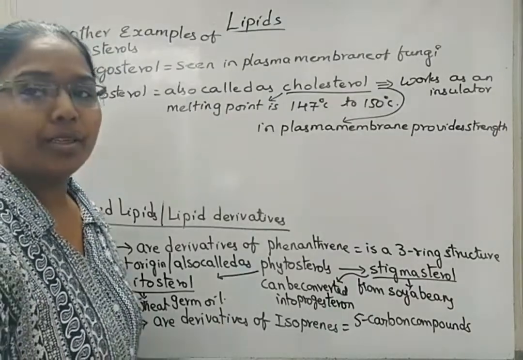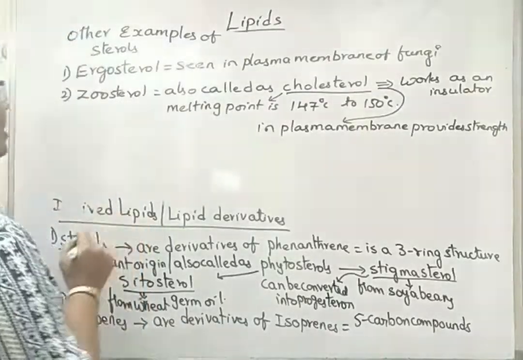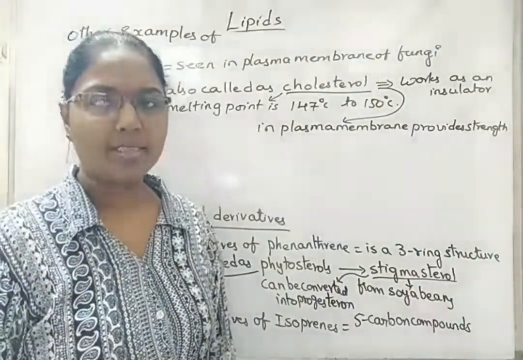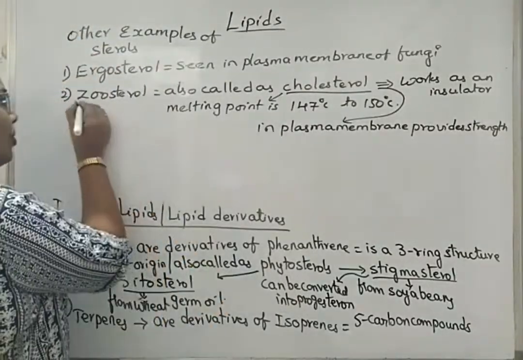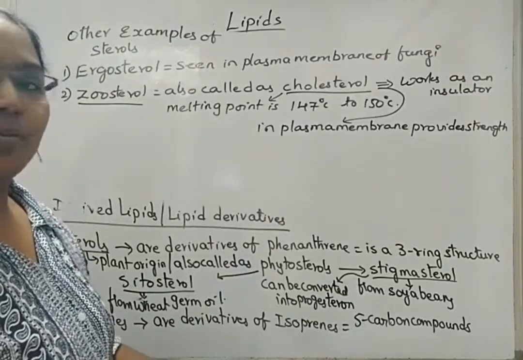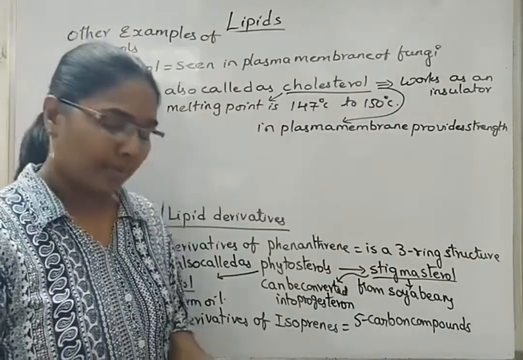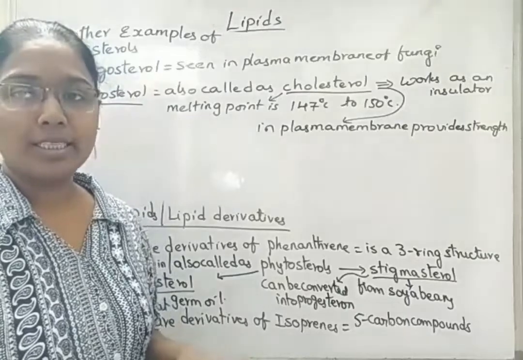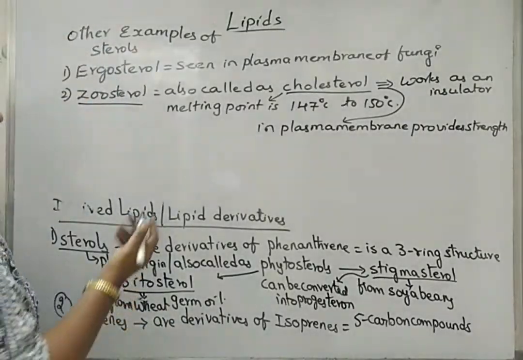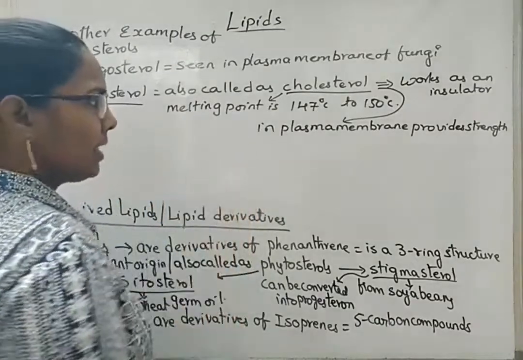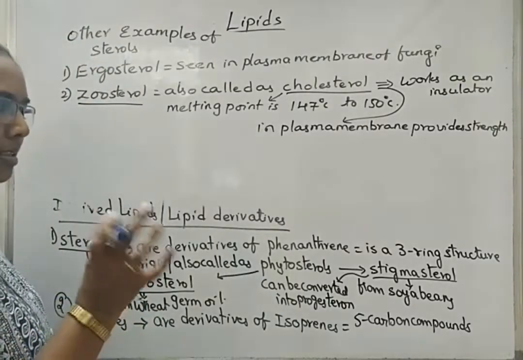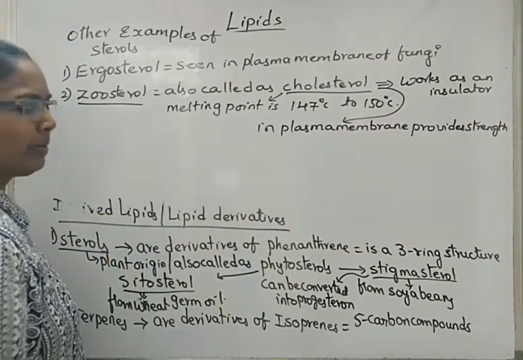Other types of sterols are ergosterol, which is seen in the plasma membrane of fungus. The other one is zoosterol, which is also called cholesterol, and it works as an insulator. Its melting point is 147 to 150 degrees centigrade. In the plasma membrane, cholesterol provides strength to the whole cell.